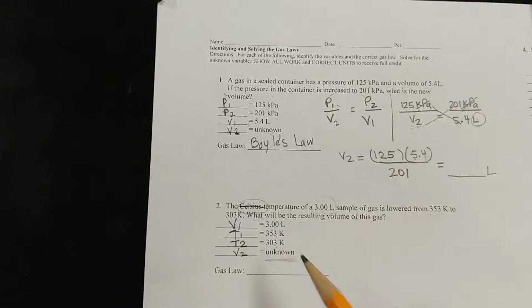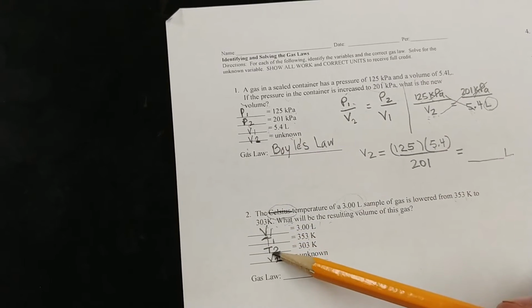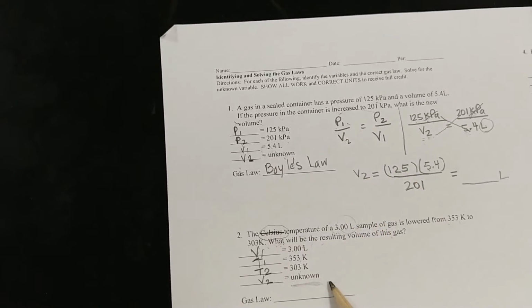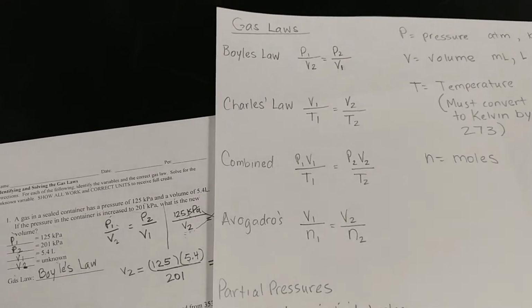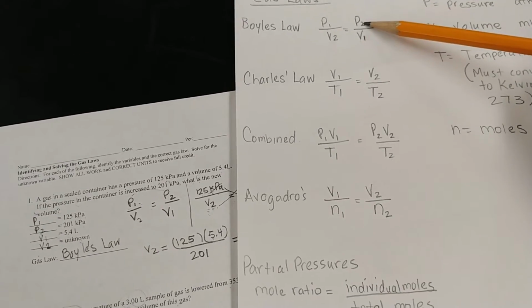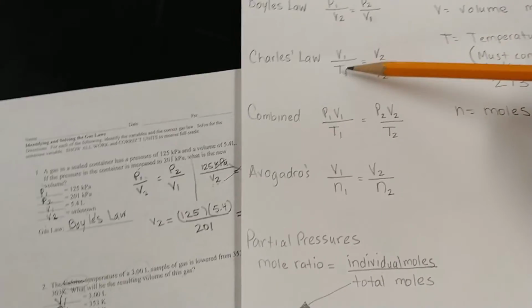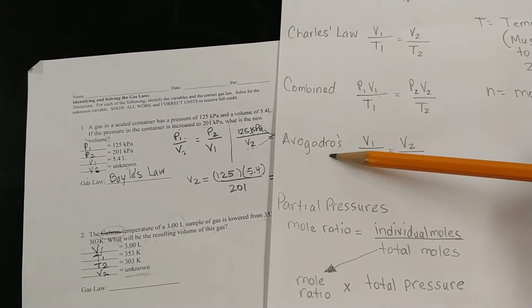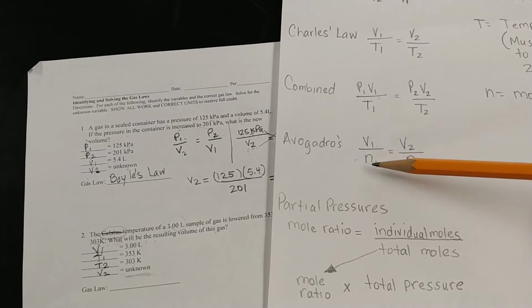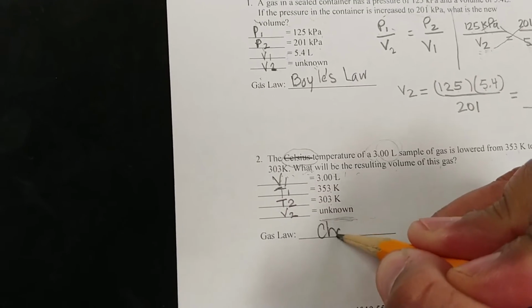But this time around, you're not given pressure and volume, you're given volume and temperature. Those are the two main variables, volume and temperature. So you would look at all your possible formulas. Remember that Boyle's law deals with pressure and volume. Charles' law deals with volume and temperature, which is what we see here. If it were combined, we'd see pressure, volume, and temperature, and if it were Avogadro's, we'd see volume and moles. So it would be safe to say that we're dealing with Charles' law.